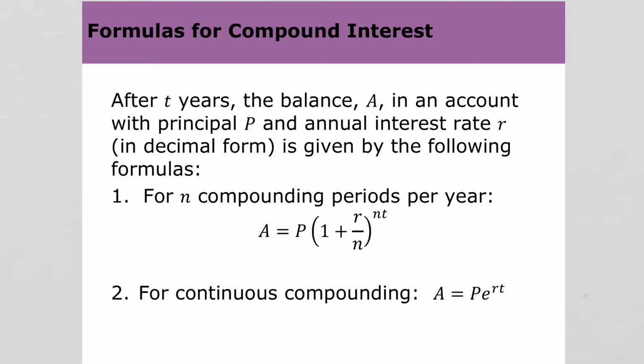And then for continuous compounding, it's A equals P e to the rt. There's where our e comes in. We don't have to deal with n there.